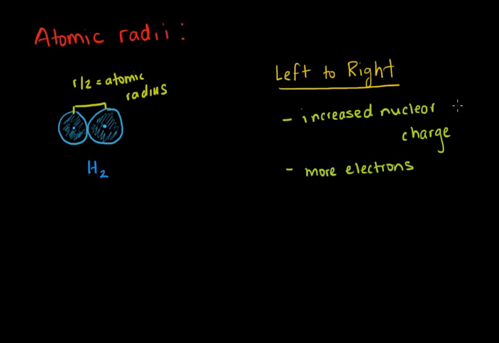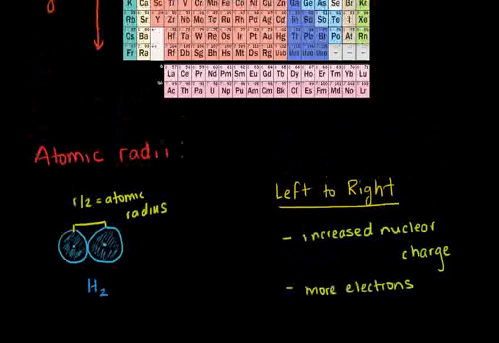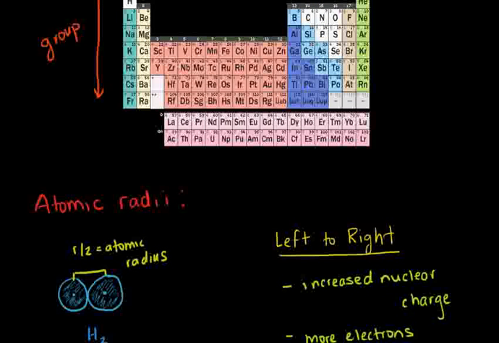So right now we're going to take a look at what happens when we move left to right across a period. So maybe let's pick a specific period of the periodic table to examine. How about we choose this one, period 4, starting with potassium and ending with krypton. As we move from left to right, two things are going to happen.